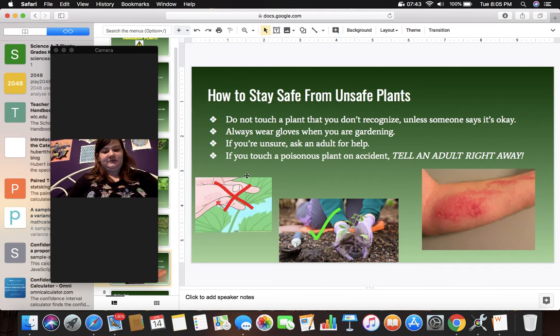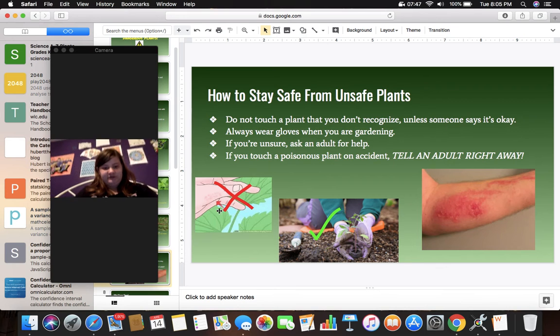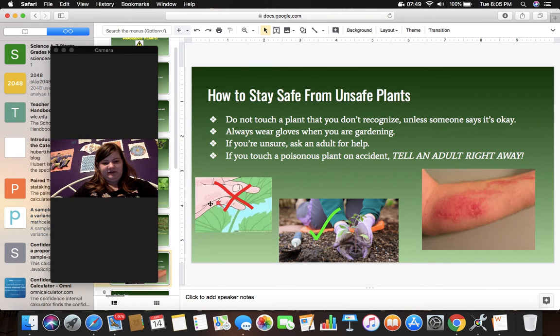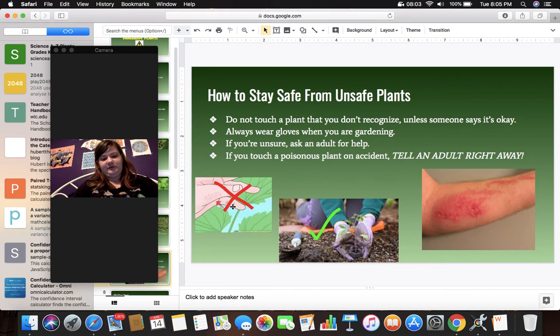This person, this cartoon right here, is not wearing gloves. And as you can see, it's really kind of hard to see, but there's a little rash he's got going there. So because he touched the dangerous plant, he got hurt. So make sure to wear gloves when you're gardening in case you touch some dangerous plants so you don't get a rash or hurt. Third thing, if you're unsure, ask an adult for help.